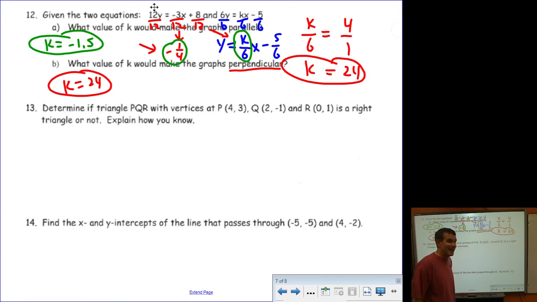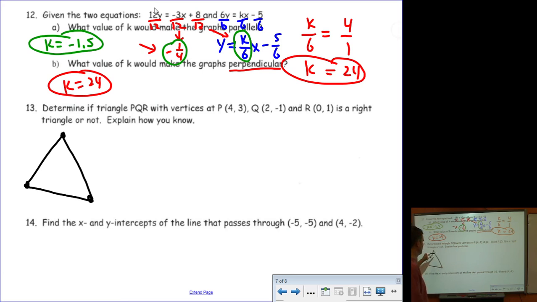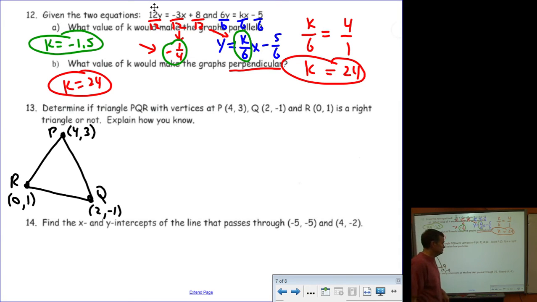This is another kind of time-consuming one, sorry. I've got this triangle somewhere on a coordinate plane. And the point P is at 4, 3. And the point Q is at 2, negative 1. And the point R is at 0, 1. So the question here is, is this triangle a right triangle?